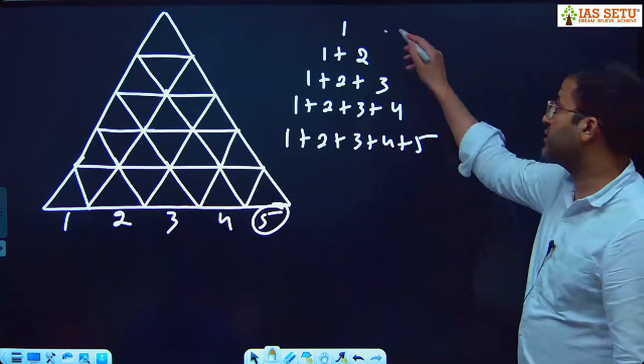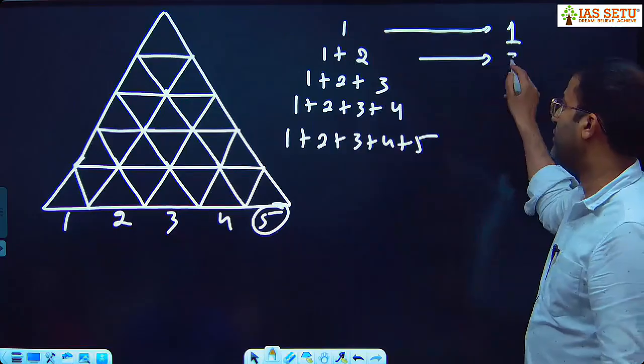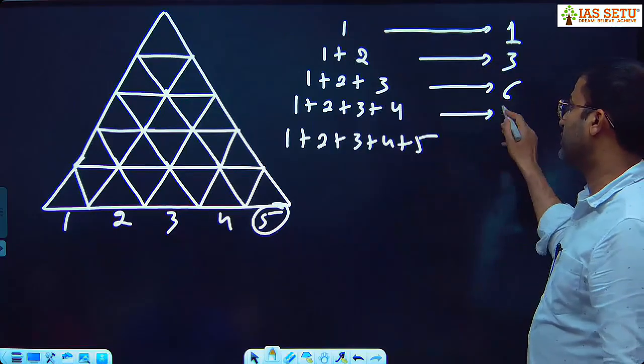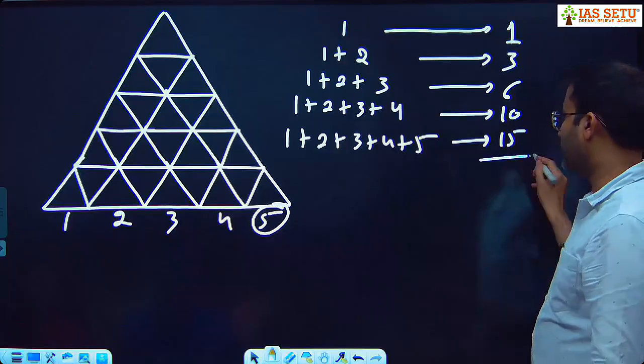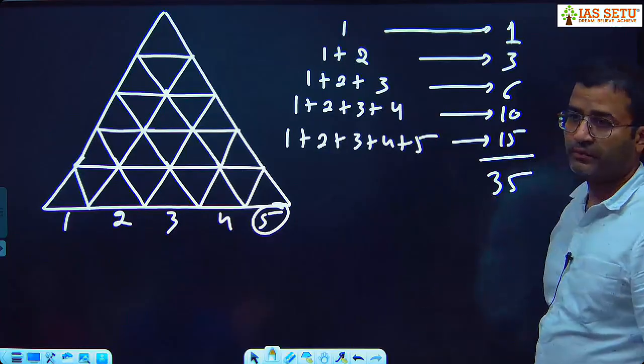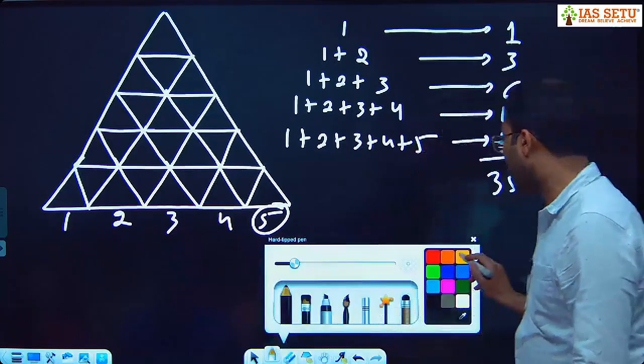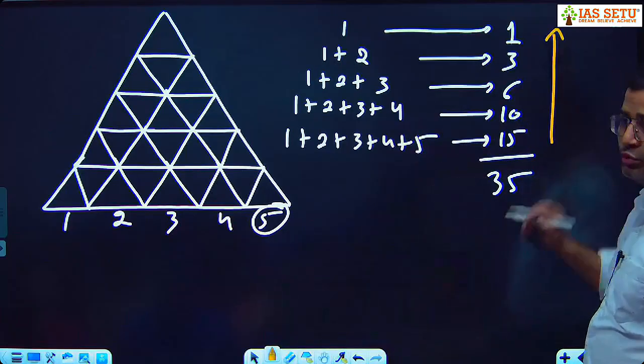Then we will check, this is 1, 1 plus 2 is 3, this is 6, this is 10, this is 15. So what is this total? 35. But this is not our answer. We have second step, bottom to up.